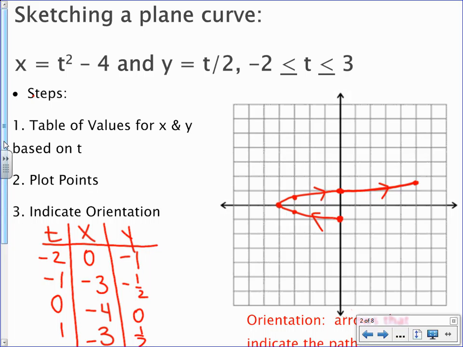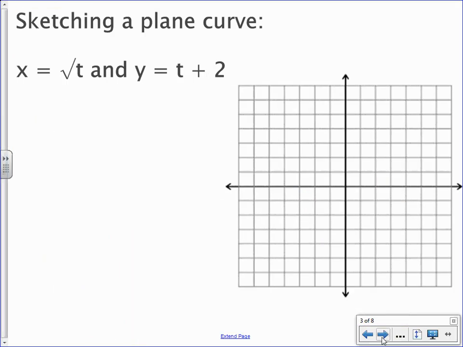Okay. All right, so now let's look at another graph. But this time I'm not giving you anything about what t needs to be. So we have x equals the square root of t and y equals t plus 2.